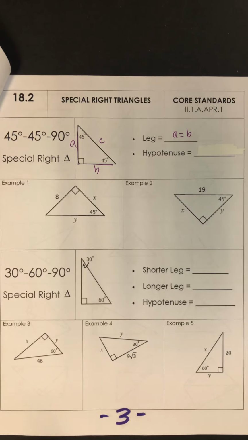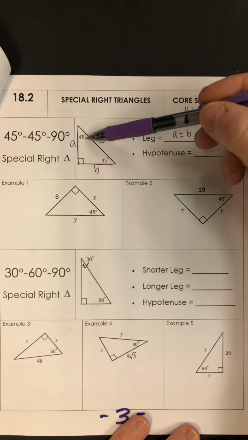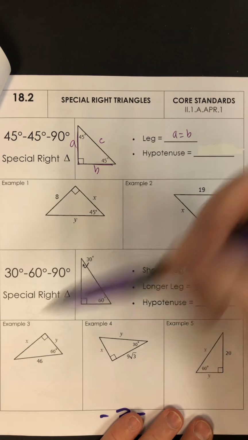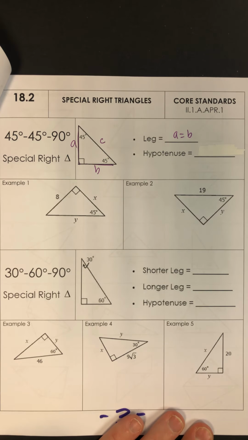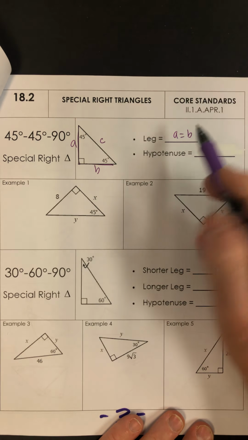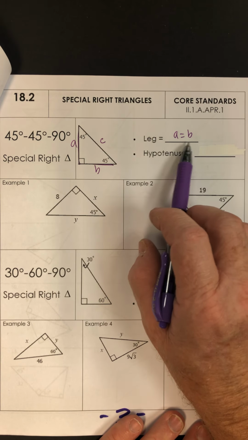Okay, in 18.2, we have two types of special right triangles. The first one is if the two angles are the same, they're both going to be 45, because all three added together would be 180. So this is called a 45, 45, 90 right triangle. And it's kind of like a base angles theorem where the opposite sides are congruent. So that is true. In a 45, 45, 90, the two sides are the same.